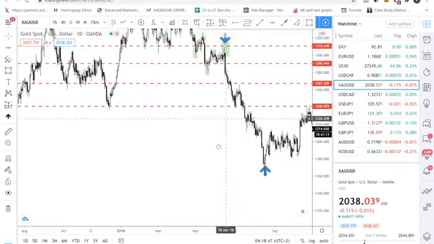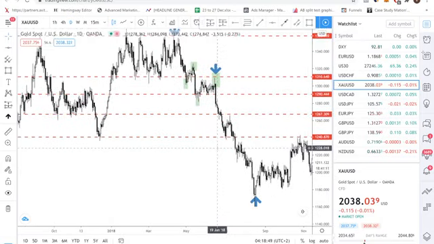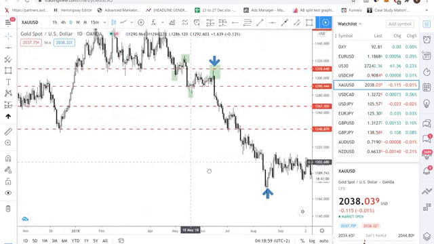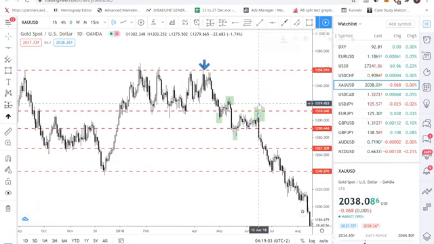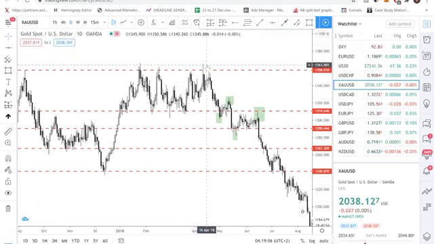Step number 1 involves identifying the market condition. Step number 2 involves identifying the key support and resistance levels. And step number 3 is looking for an entry. Your entry has to be based on a candlestick pattern. So let's use this example and go through this strategy step by step, because that's the purpose of this video.